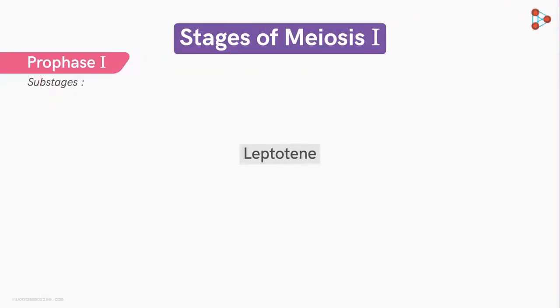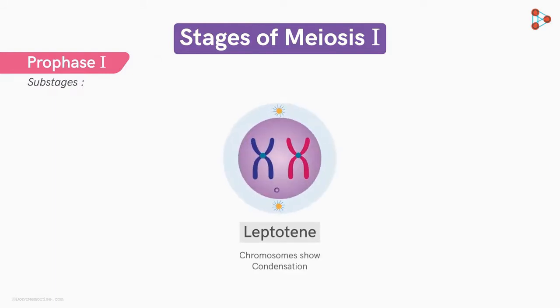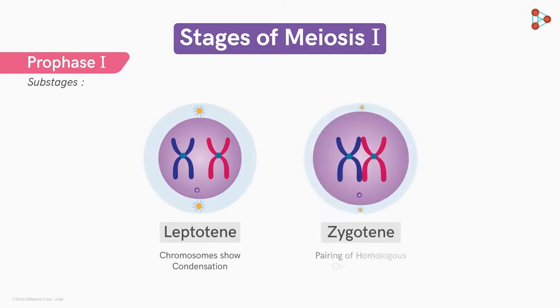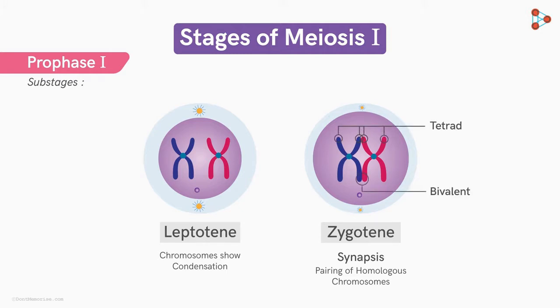Leptotene is the first substage. In this phase, the cell begins condensation of the chromatin, making it short and compact. The next stage after leptotene is the zygotene substage. Here, the homologous chromosomes form a pair called the synapsis. The new structure that is formed after the union of 2 homologous chromosomes is called a tetrad or a bivalent.